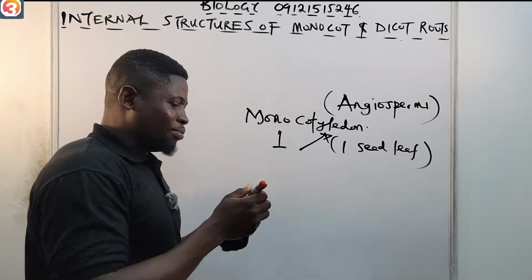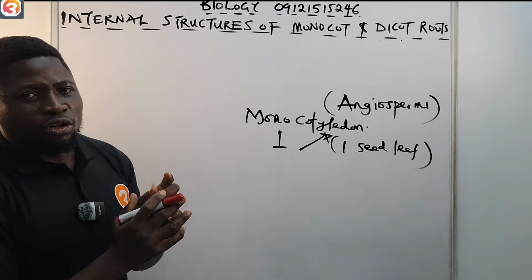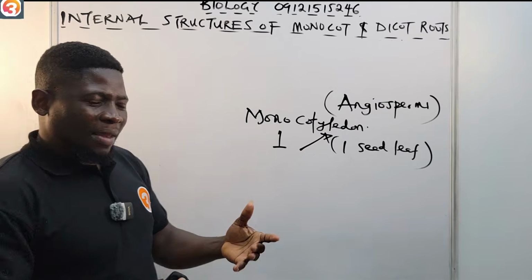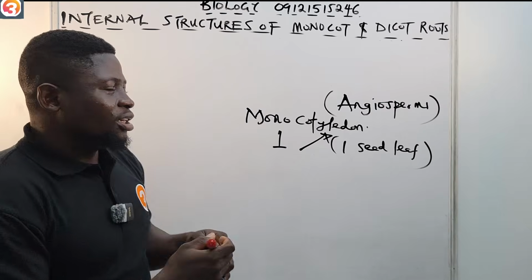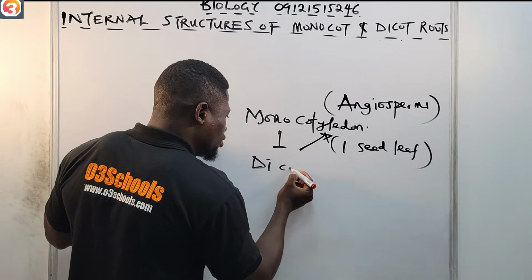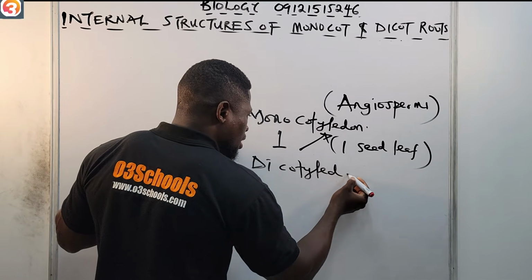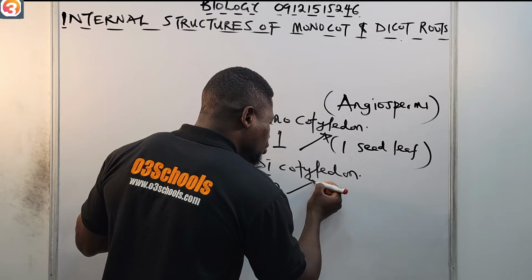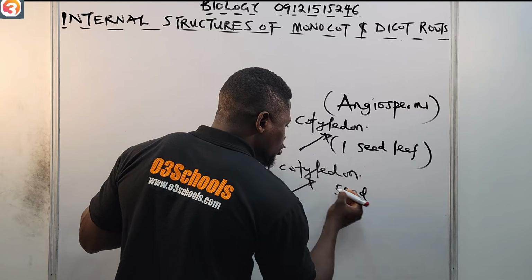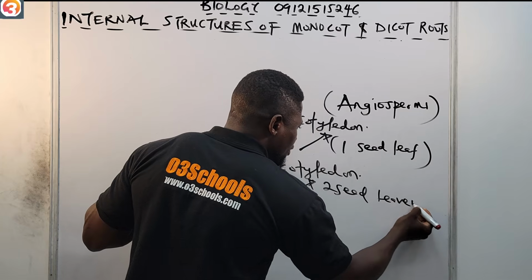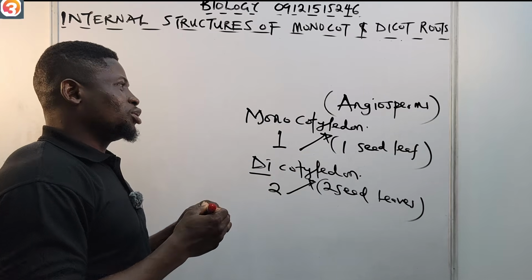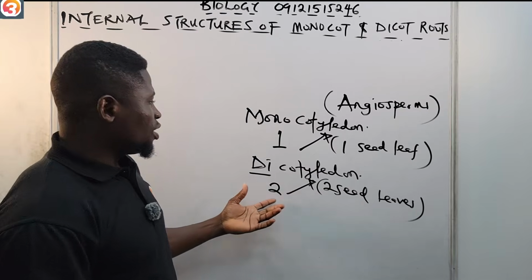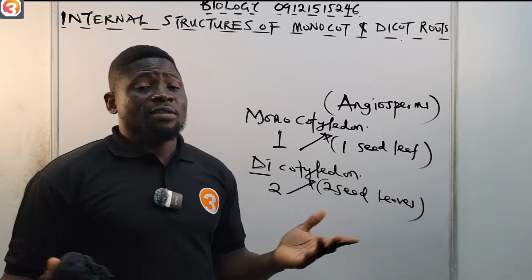So monocots are plants that have one cotyledon, or one seed leaf, while dicots are plants that have two cotyledons, dicotyledon. Di means two, meaning they have two cotyledons or two seed leaves. So that is the simple definition of monocot and dicot. Monocots have one seed leaf, while dicots have two seed leaves, simple as ABC.